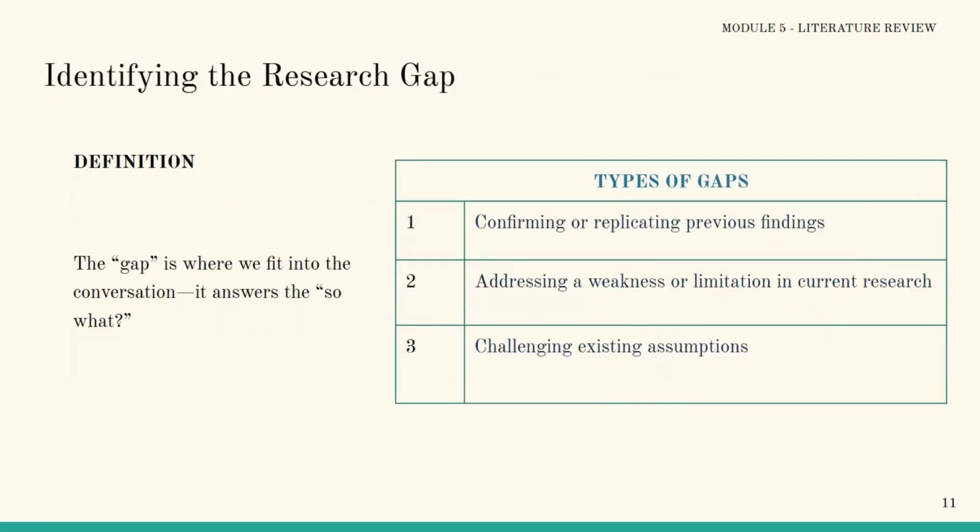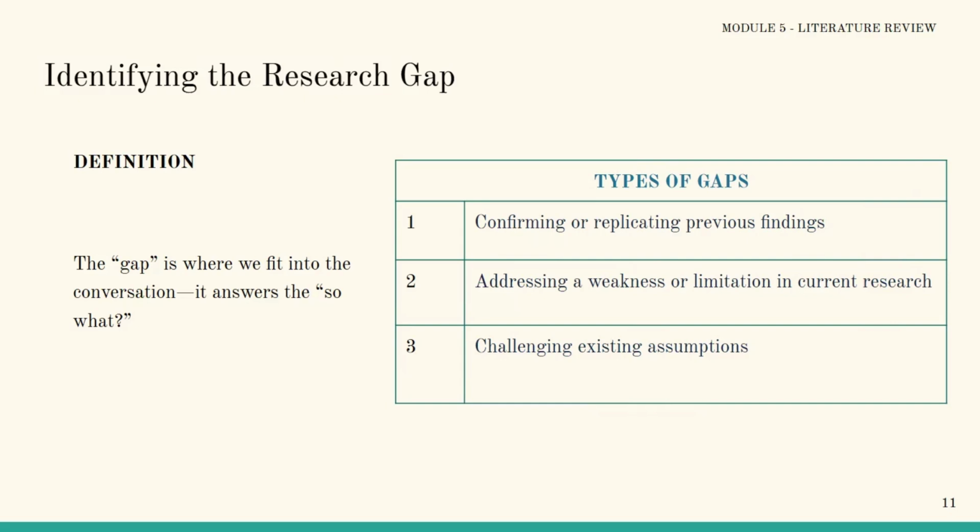So, a very important role of a researcher's literature review is to identify the research gap. The gap is where we fit into the conversation, and it answers the so-what question, like we discussed in the previous portion of the video. So there is this problem. So what? Why would we need to undertake this research project?